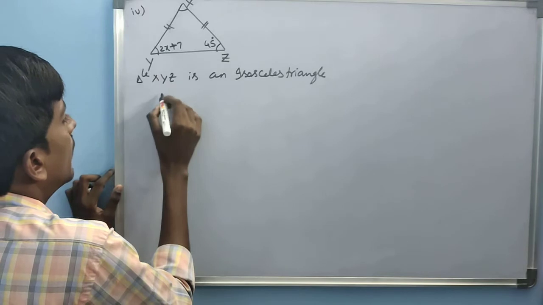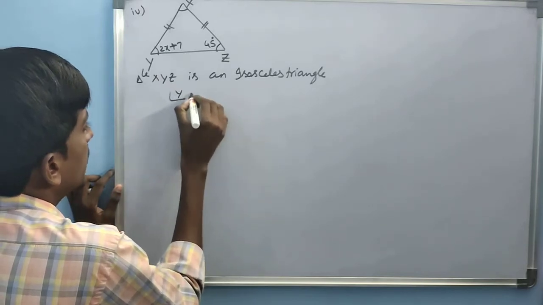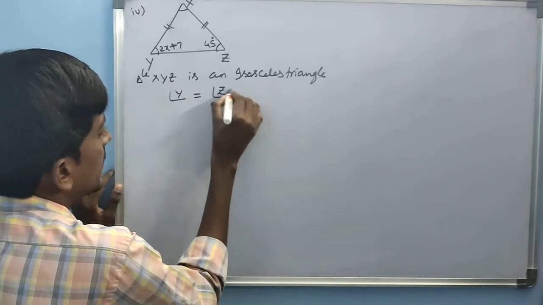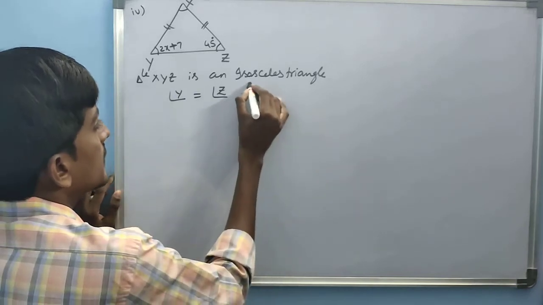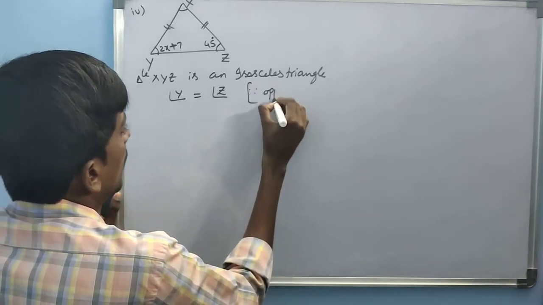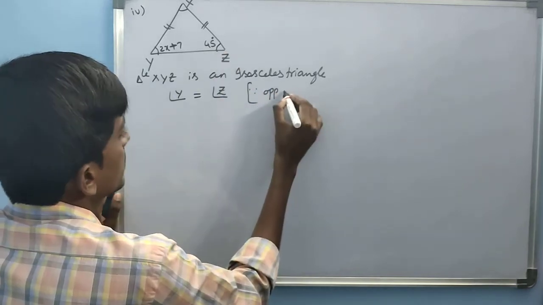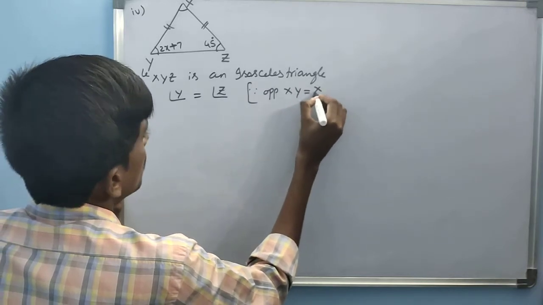So, angle Y is equal to angle Z, since opposite to equal sides, XY equals XZ.